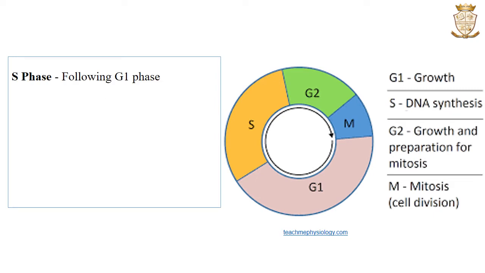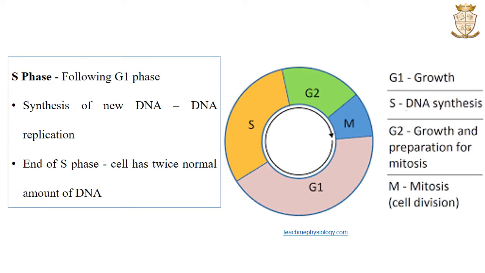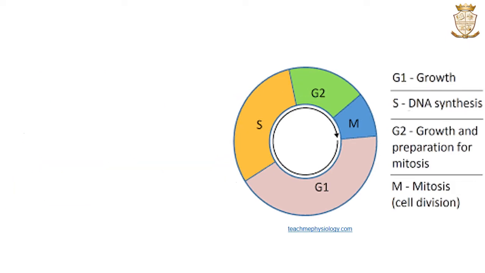The next phase is S phase. Following G1, the next phase of the cell cycle is the S phase, during which synthesis of new DNA occurs. The genome is being replicated during this phase. And at the end of S phase, the cell will have twice the normal amount of DNA.